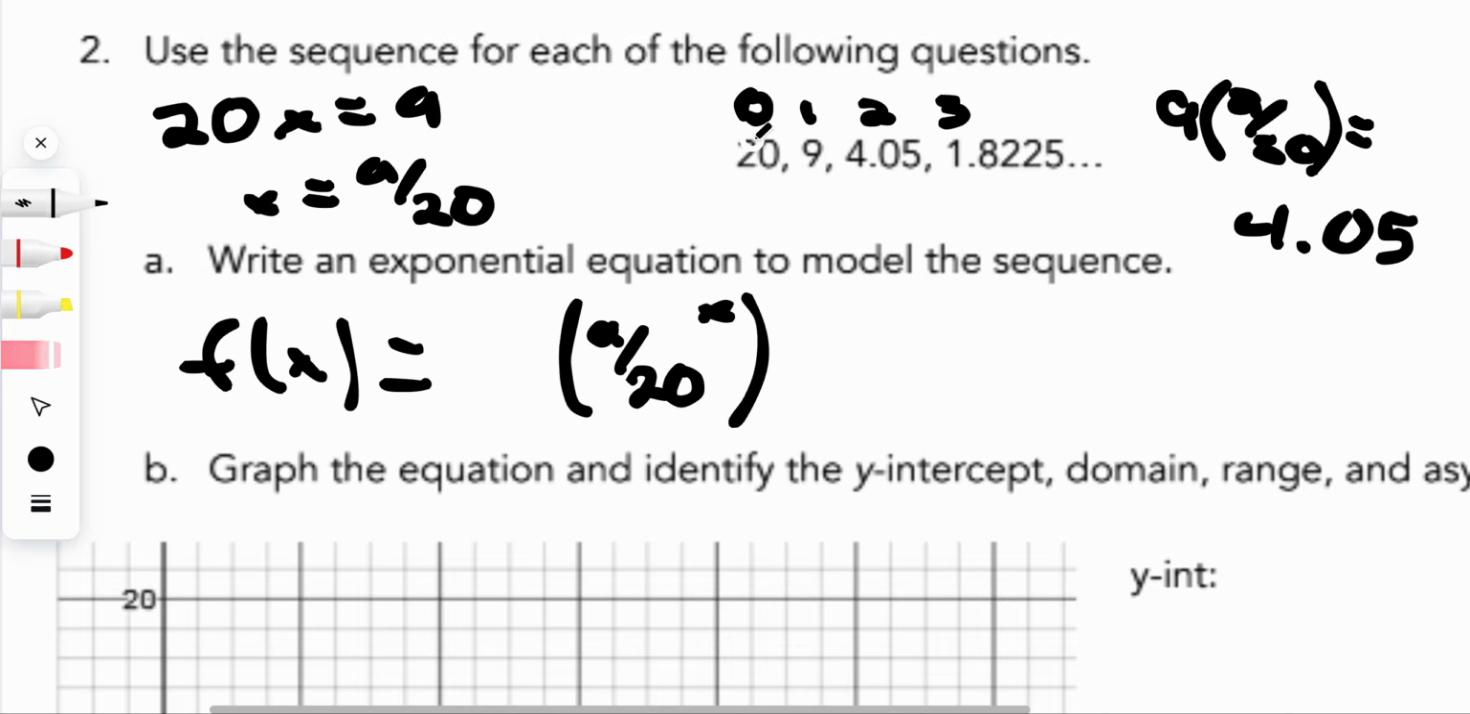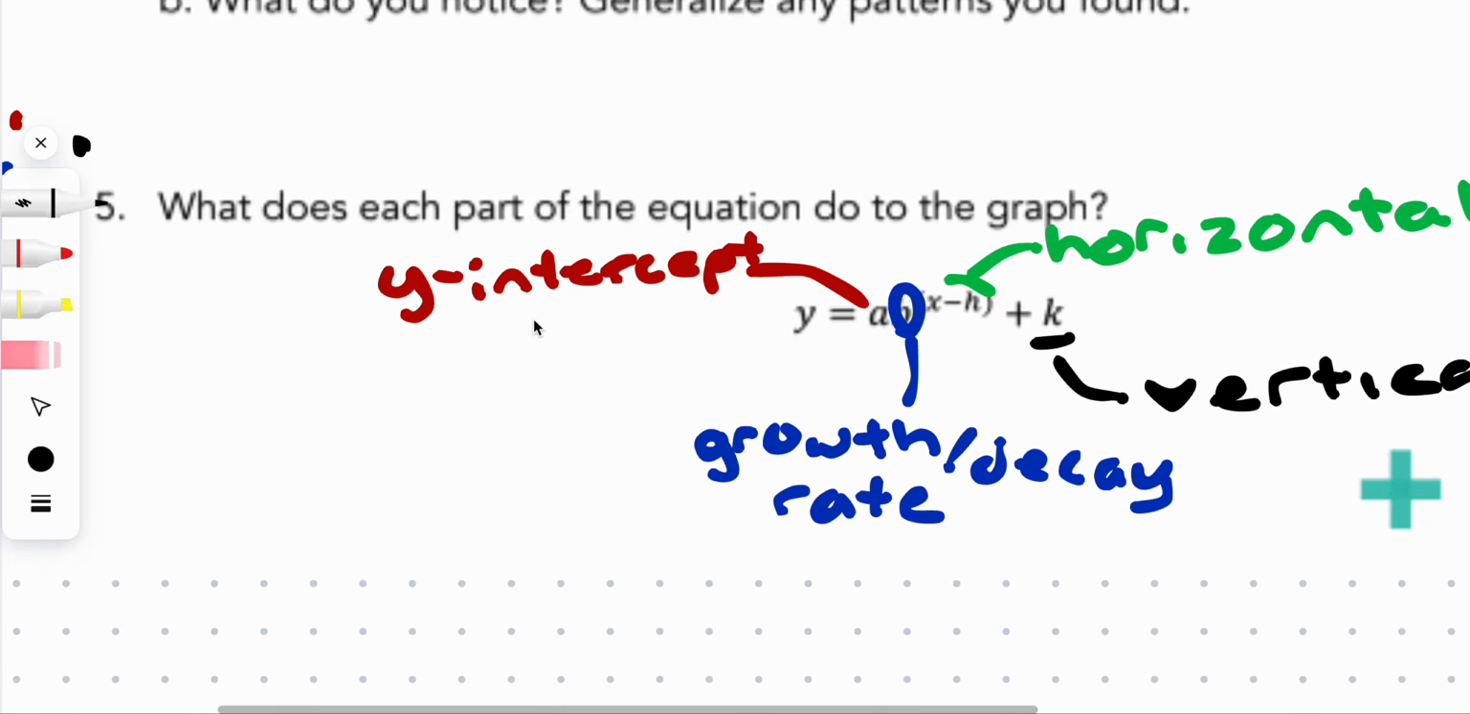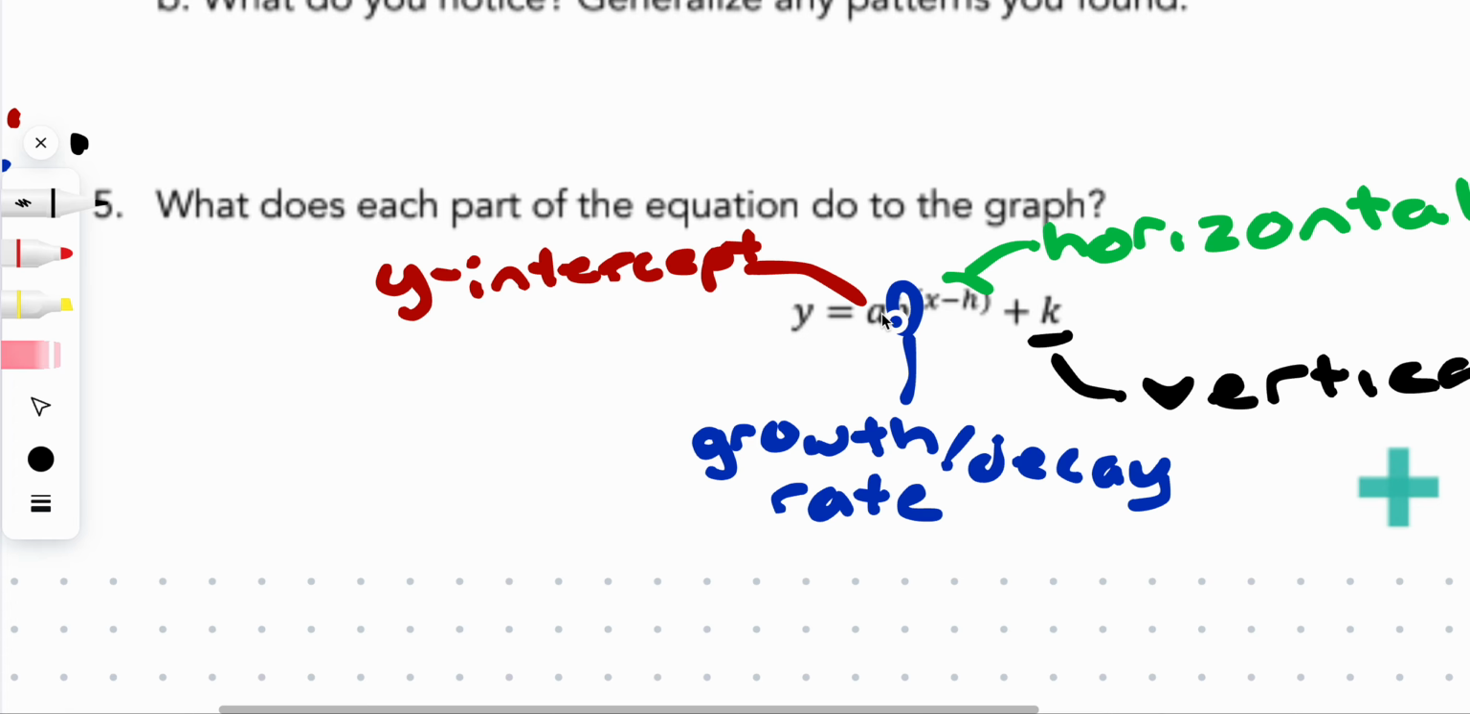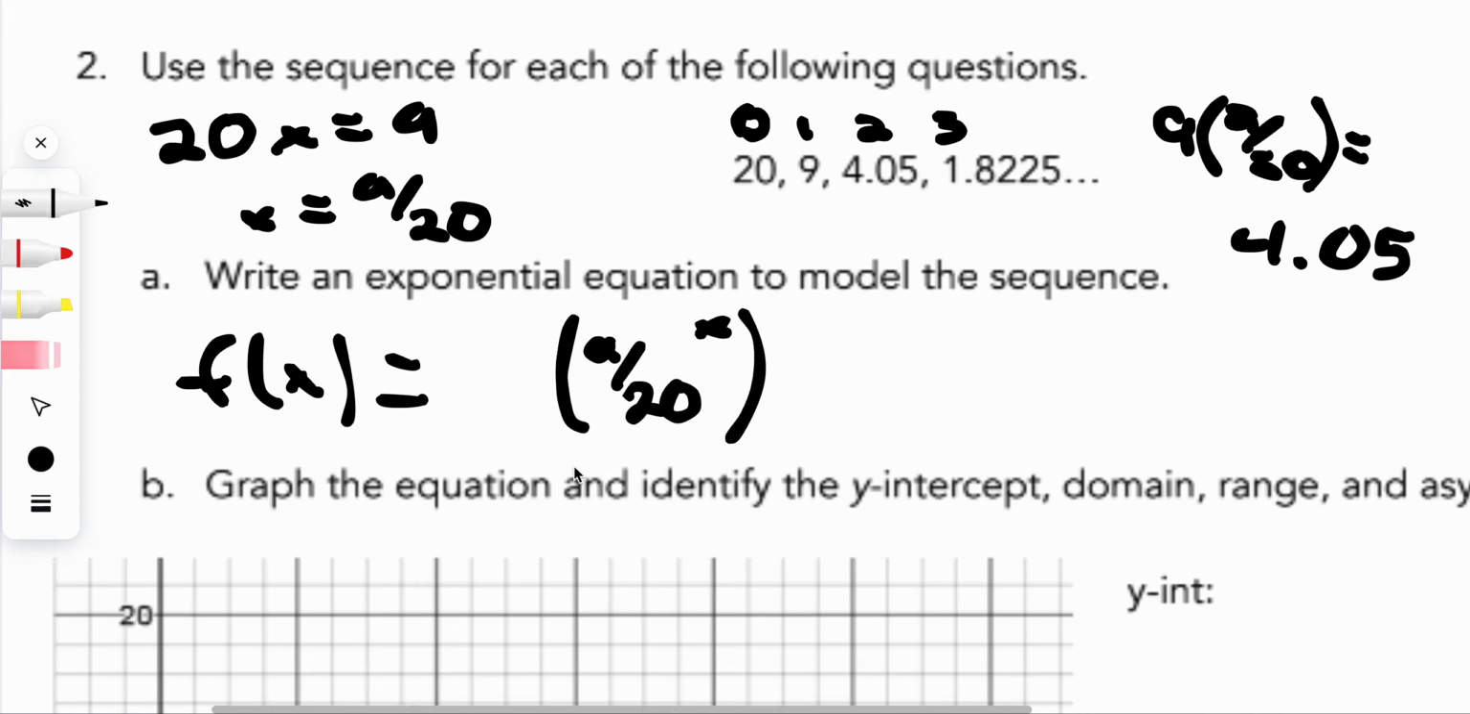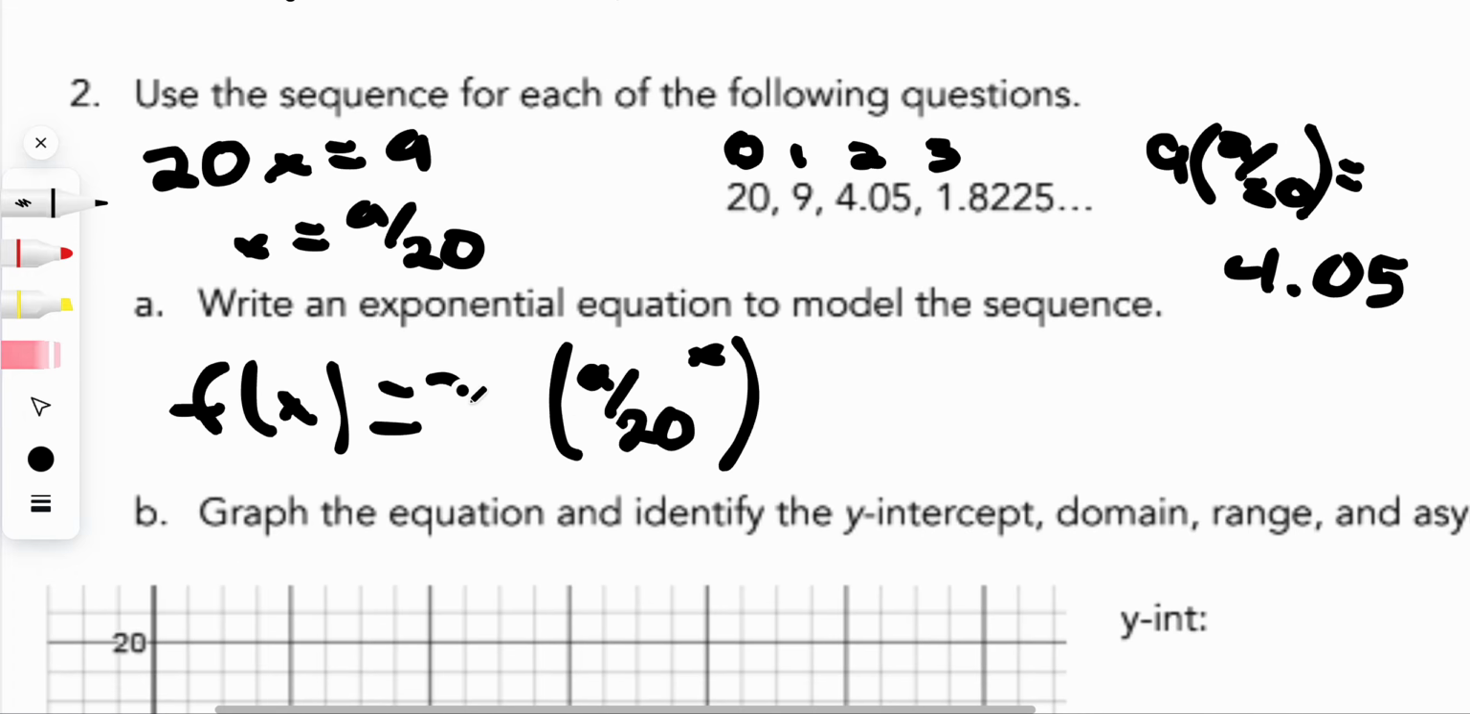Now here, since this first value, this 20, I said was our starting value, x is 0. When we plug in 0 for x, we should get 20. But right now, as we have the equation, we have 9 over 20 to the 0th power. That's just going to be 1. That isn't what our equation says. So if we scroll back up, we change our y-intercept, our starting value, by multiplying by a out front. So let's multiply by 20. And now, does that work?